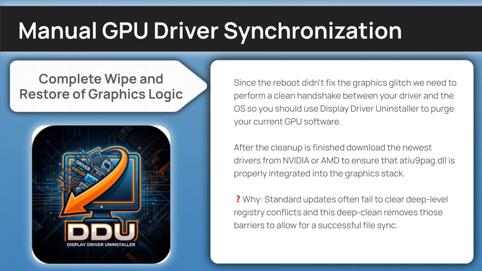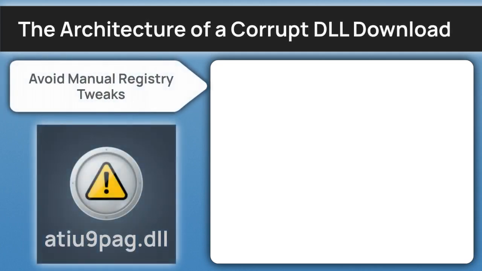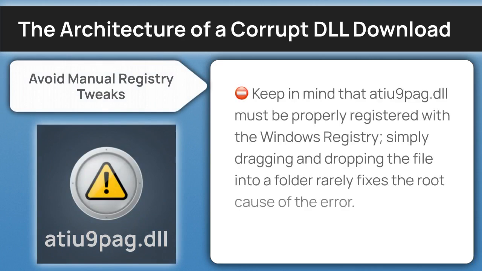I'd like to provide a brief technical warning about the risks of using unofficial file repositories. I strongly advise you to prioritize system safety by avoiding manual swaps of the atiu9pag library. Third-party DLL sites are a primary vector for hackers to inject ransomware directly into your operating system's core.